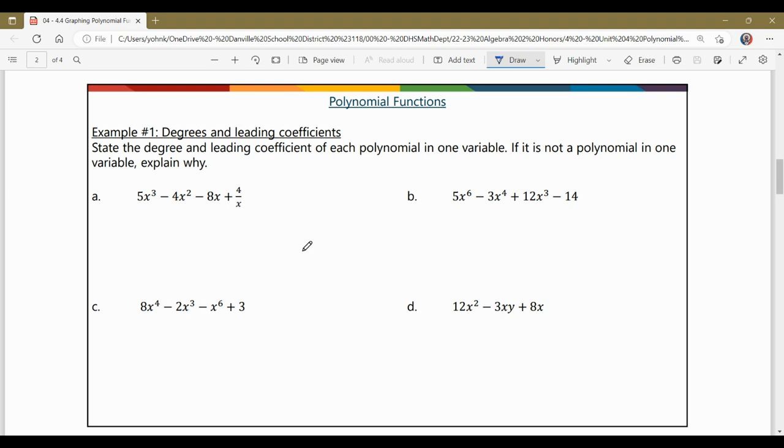So state the degree and leading coefficient of each polynomial in one variable. If it is not a polynomial in one variable, explain why. Well, in letter A, make sure that you only have one letter going on. Make sure that it's also a polynomial. Problem is this is not a polynomial because you cannot have variables in the denominator.